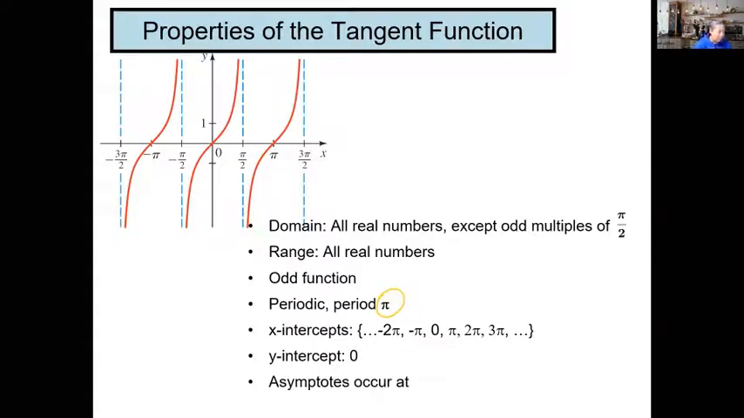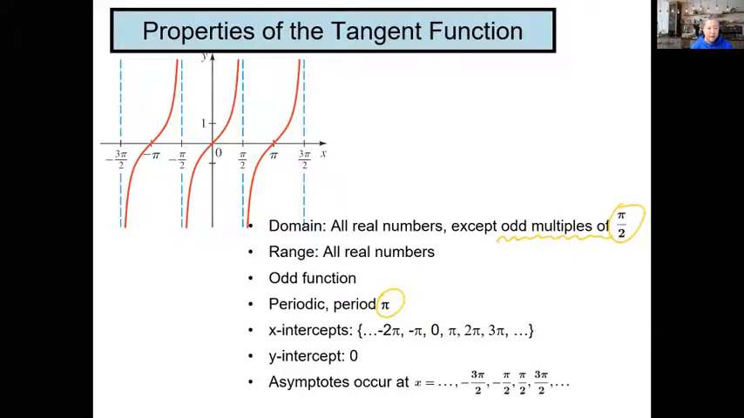Then also, we know tangent has vertical asymptotes, and the positions of the vertical asymptotes are odd multiples of pi over 2. And as you see there, it's negative 3 pi over 2, negative pi over 2, and pi over 2, 3 pi over 2, 5 pi over 2, 7 pi over 2, 9 pi over 2. Okay, so those are the key features that we are supposed to know about the tangent function.